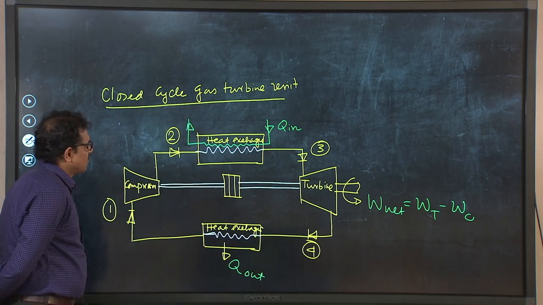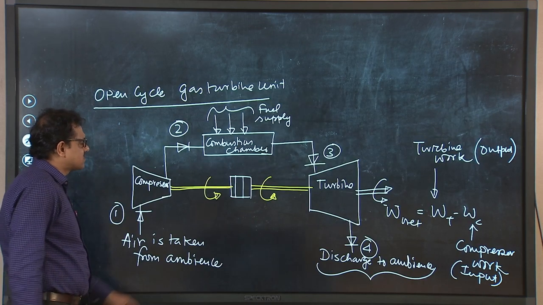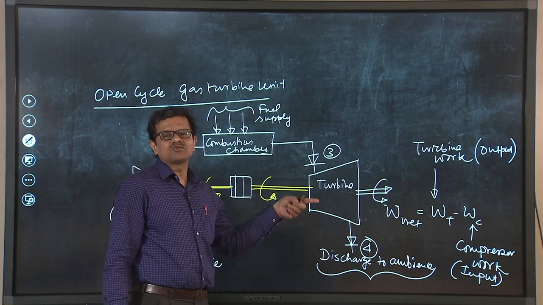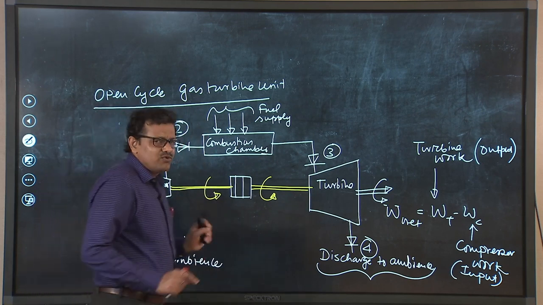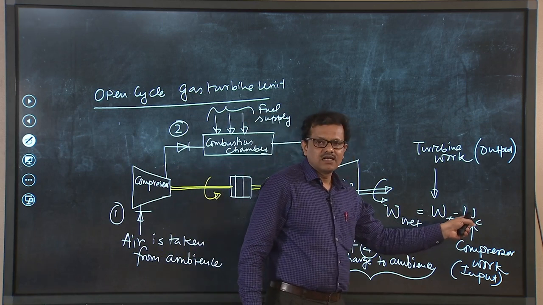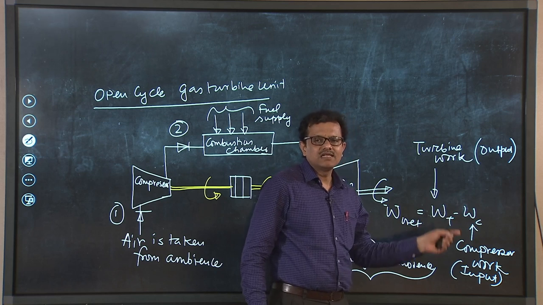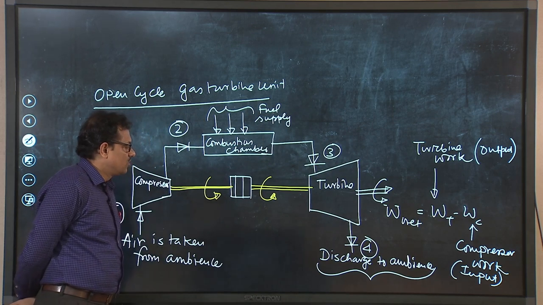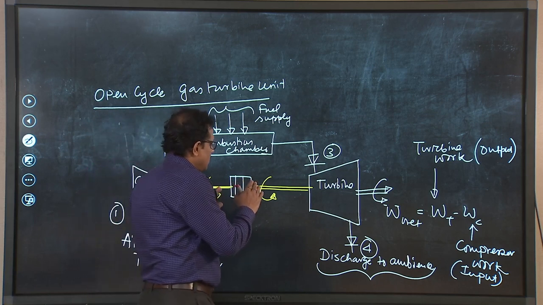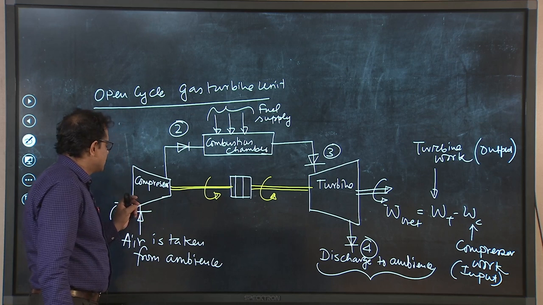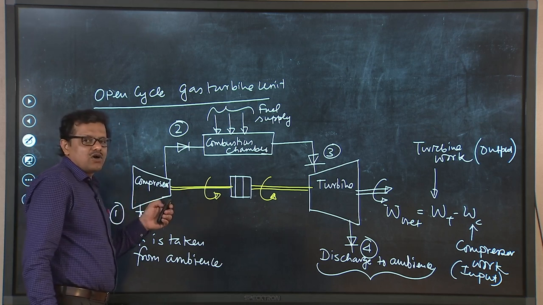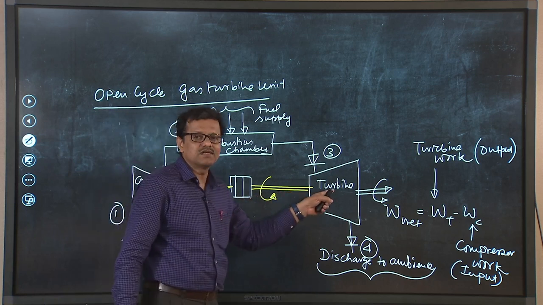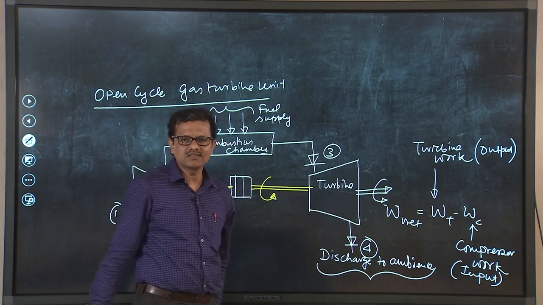Now, I could have discussed another important aspect which is valid for both closed cycle as well as open cycle. What do you expect, that if WC is a significant part of this WT, then certainly the efficiency of the plant will be less, rather very less. So, this is one important factor. Second thing is that though we will map the processes by a reversible adiabatic process, what are those processes? The compression process and the expansion of the gas in the turbine.